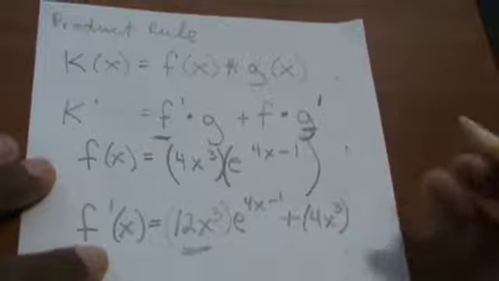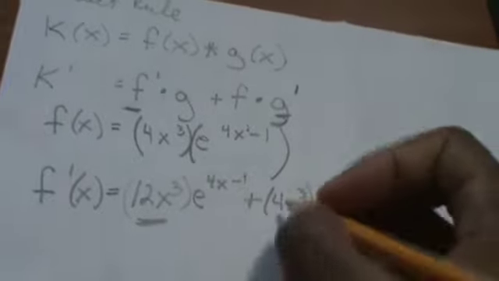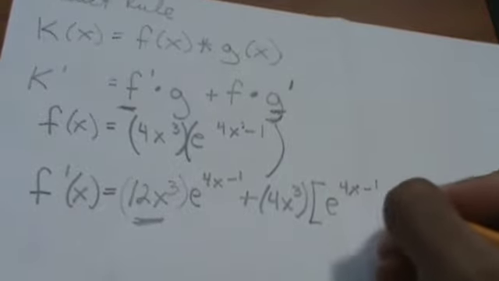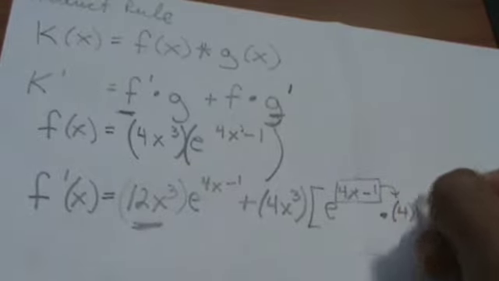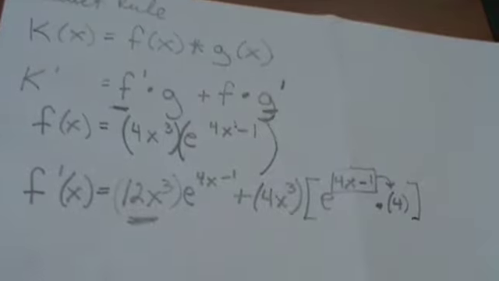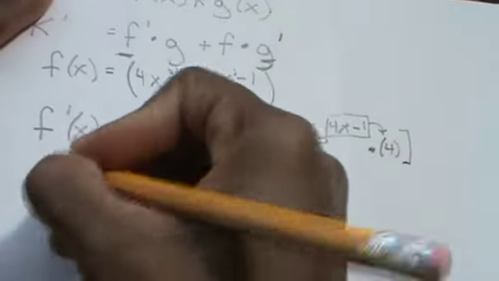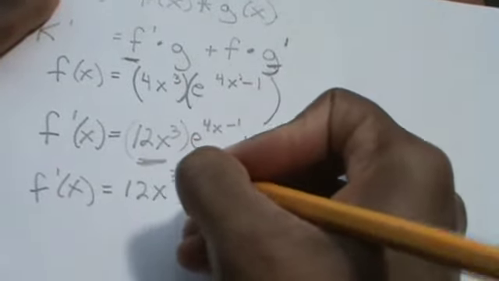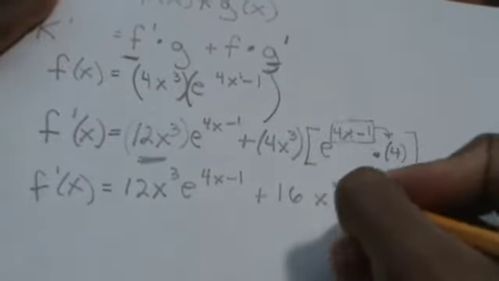And now you're going to take the derivative of this e term. Okay, so let me open this so that you can see all of that. So that's going to be copy e to the 4x minus 1 times the derivative of this power that we didn't touch, which is 4. Like that. Okay. So there's all the pieces. Of course, you can simplify that if you so desire. Then f prime of x equals 12x squared e to the 4x minus 1 plus 16x cubed e to the 4x minus 1.